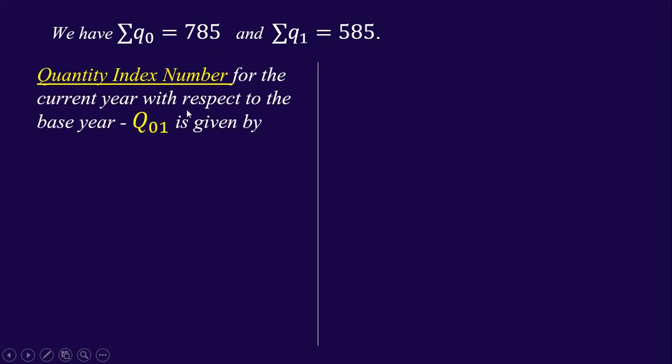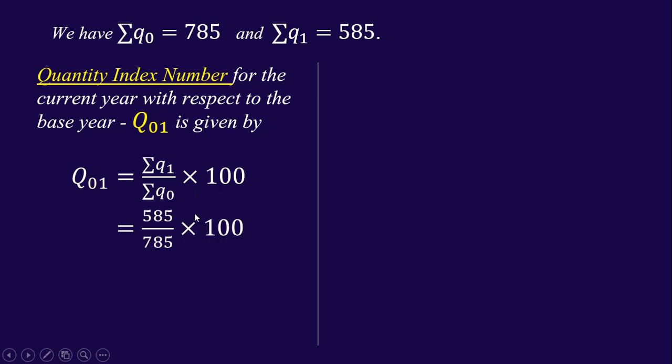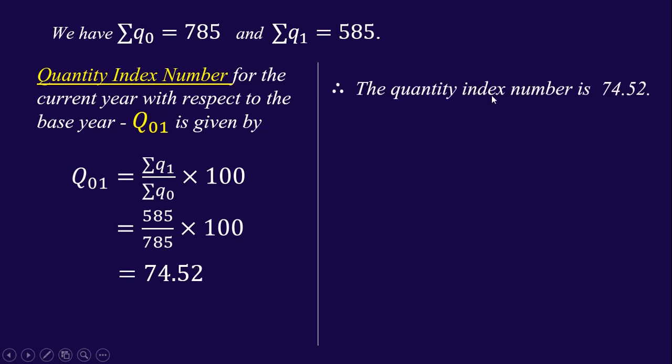The quantity index number for the current year with respect to the base year, Q01, is given by Q01 is equal to summation Q1 upon summation Q0 into 100. We substitute these values: 585 upon 785 into 100 is equal to 74.52. Now the quantity index number is 74.50.